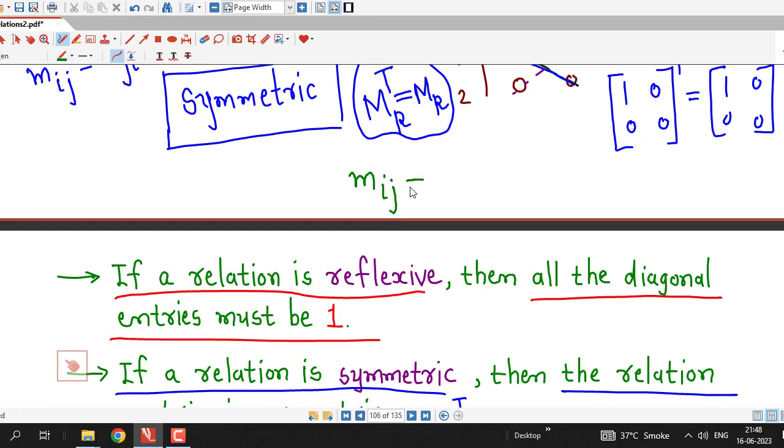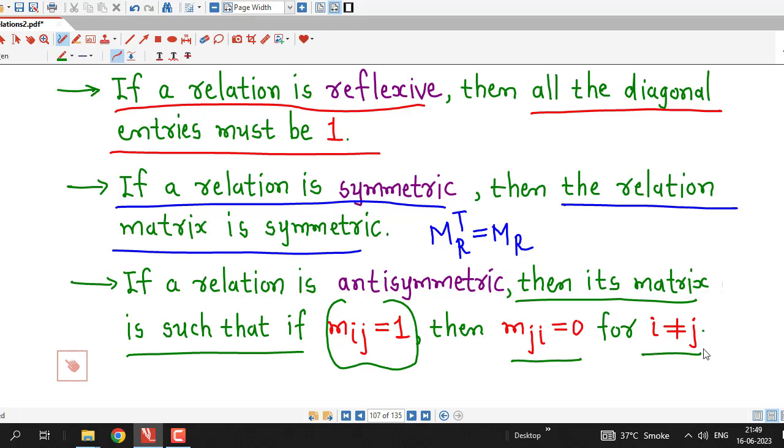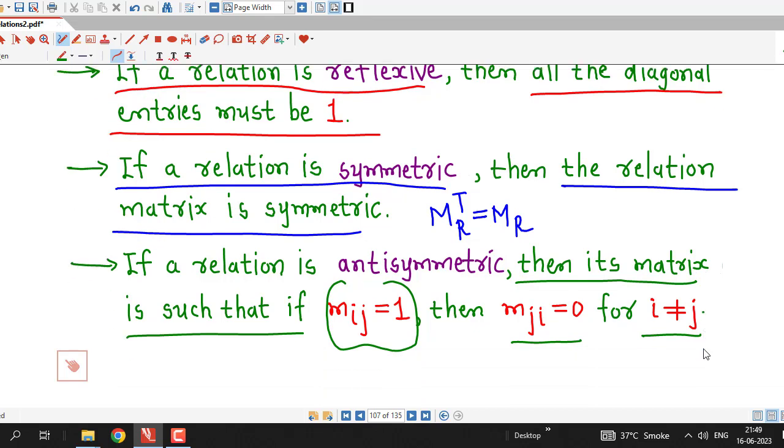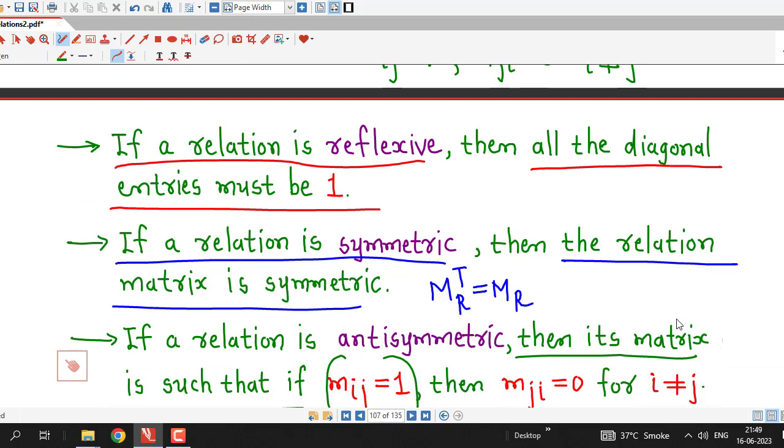If the ijth entry is 1, then the jith entry must be 0, and vice versa. If this entry is 0, then this entry must be 1 if i and j are distinct. If a relation is antisymmetric, then its matrix is such that if mij equals 1, then mji equals 0 for i not equal to j. So remember these properties, very easy to observe and decide properties of a relation.